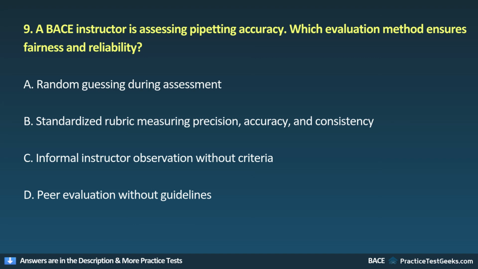9. A BACE instructor is assessing pipetting accuracy. Which evaluation method ensures fairness and reliability? A. Random guessing during assessment. B. Standardized rubric measuring precision, accuracy, and consistency. C. Informal instructor observation without criteria. D. Peer evaluation without guidelines.